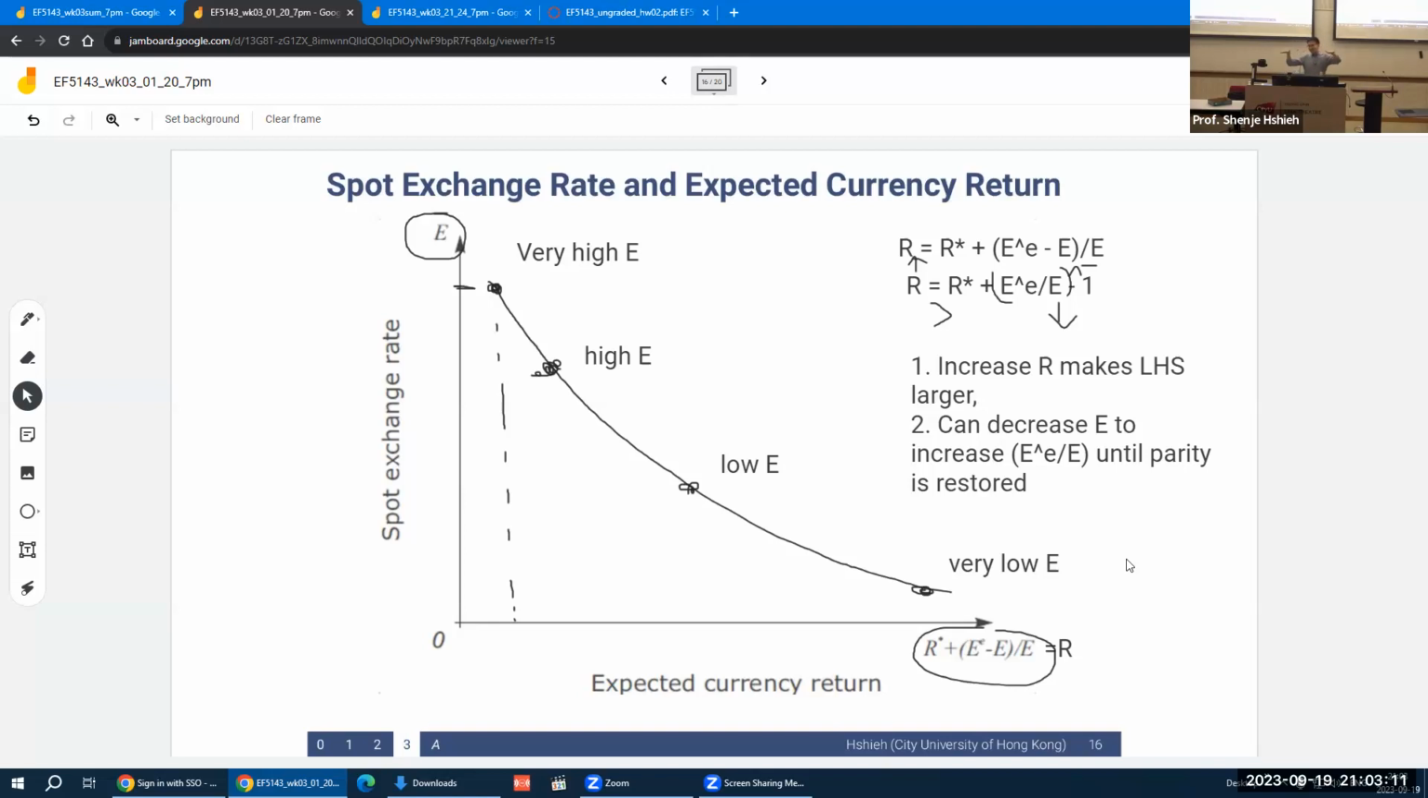So far I didn't present any intuition. It's just understanding the algebra and then translating that to pictures. So to summarize, I'm plotting E against R. We know the relationship between R and R star, E hat E and E from UIP. And all I've done as a thought experiment was to change R in the upward direction and see which direction E changes. We find that there's a negative relationship between E and R, and therefore it's a downward sloping curve in this graph.